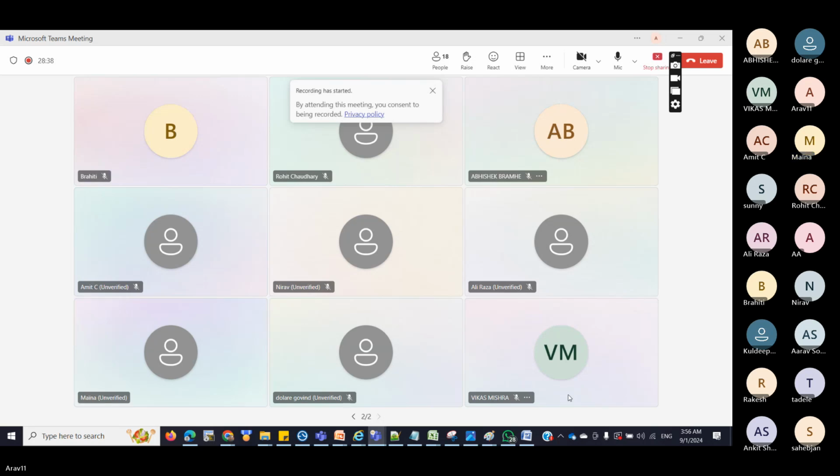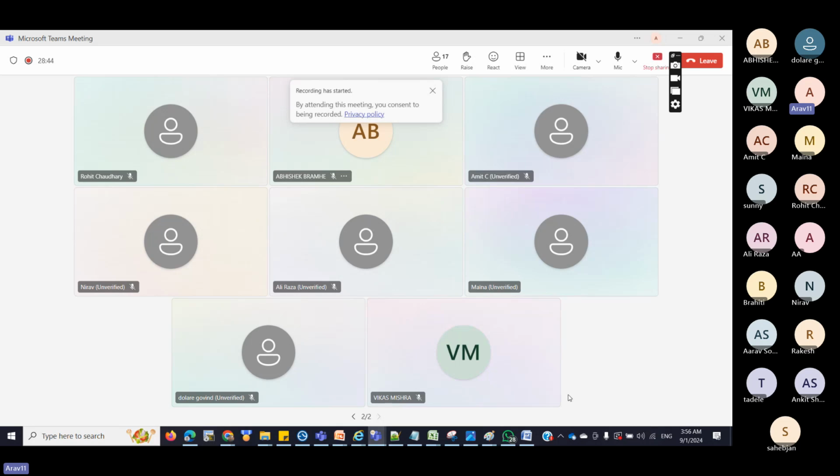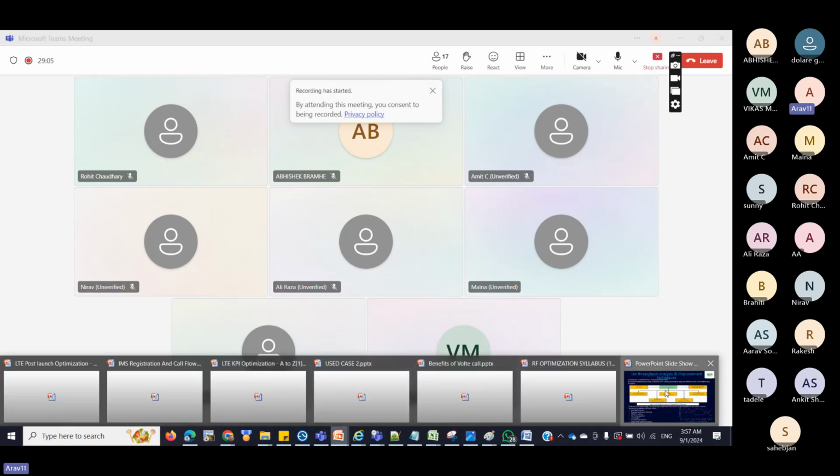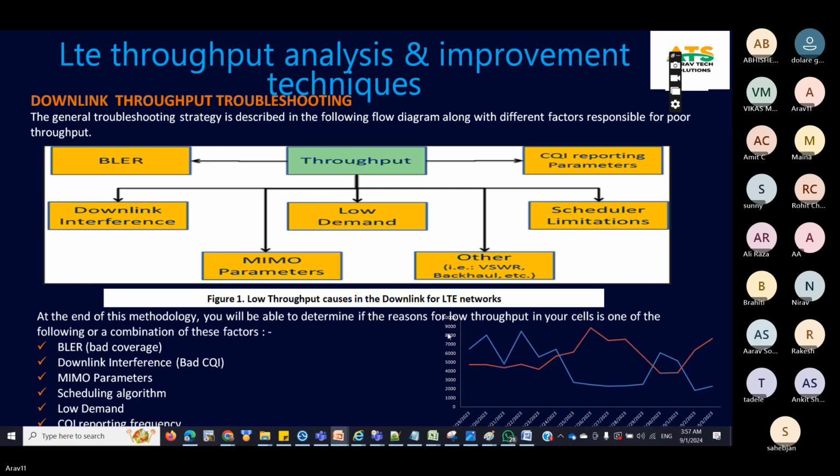Yes, yes. So today we are going to discuss how, once you are getting less throughput in the site, what could be the possible reason. In any interview, it is asked how you can troubleshoot the throughput. So let's try to understand. Downlink throughput troubleshooting steps. In general, the troubleshooting strategy is described as per the diagram below.